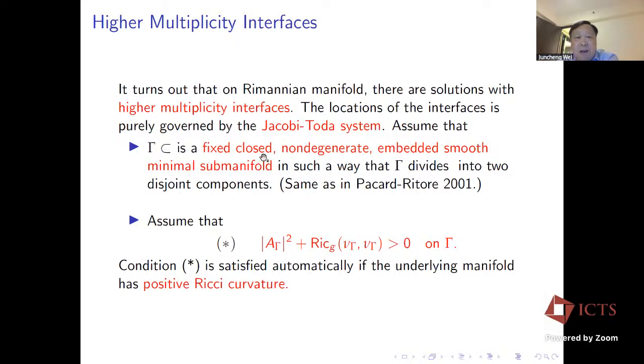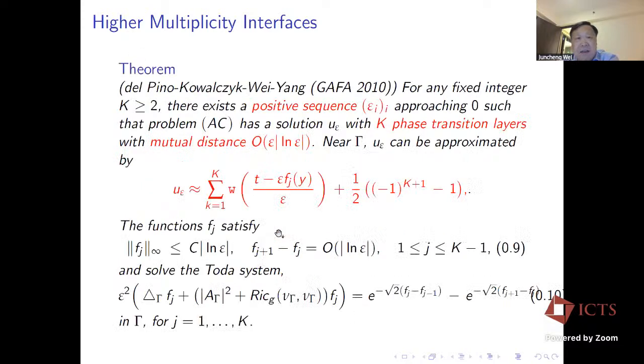So assume we have a closed non-degenerate embedded minimal surface, and we assume that the second fundamental form plus the Ricci curvature is positive. Then we prove this result with Del Pino, Musso, Pacard and Wei in 2010. We prove that we can find a sequence of epsilon, and for any k greater than or equal to 2, you can find a solution to Allen-Cahn with k transition layers. The mutual distance is epsilon times log epsilon.